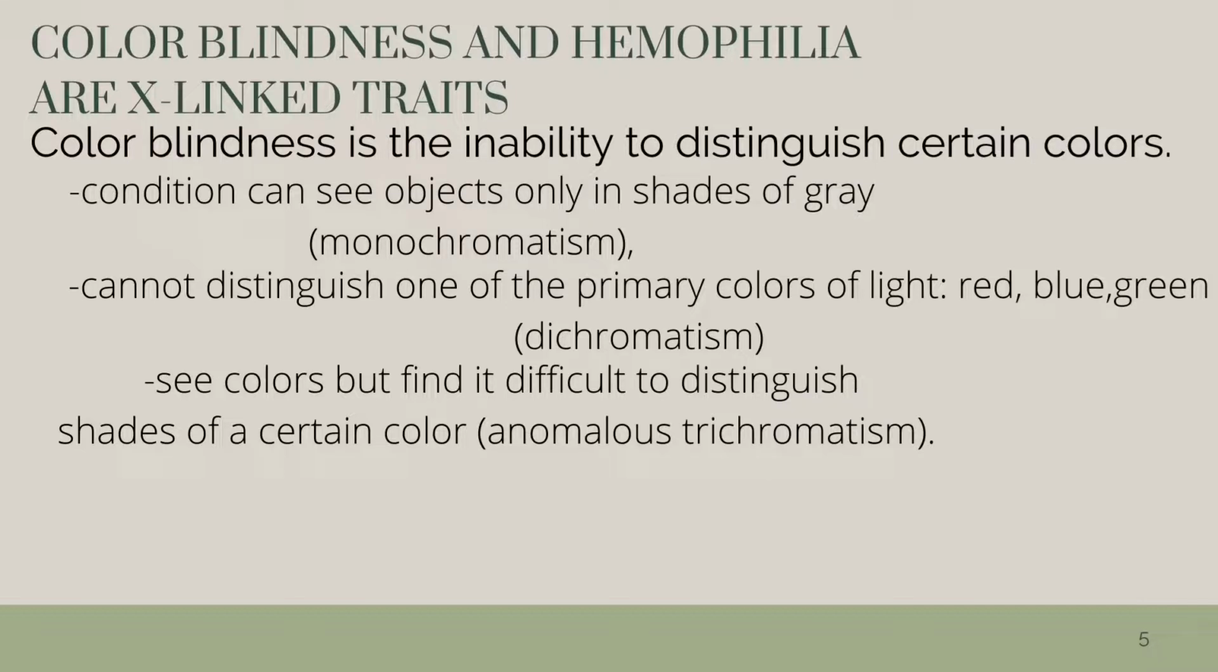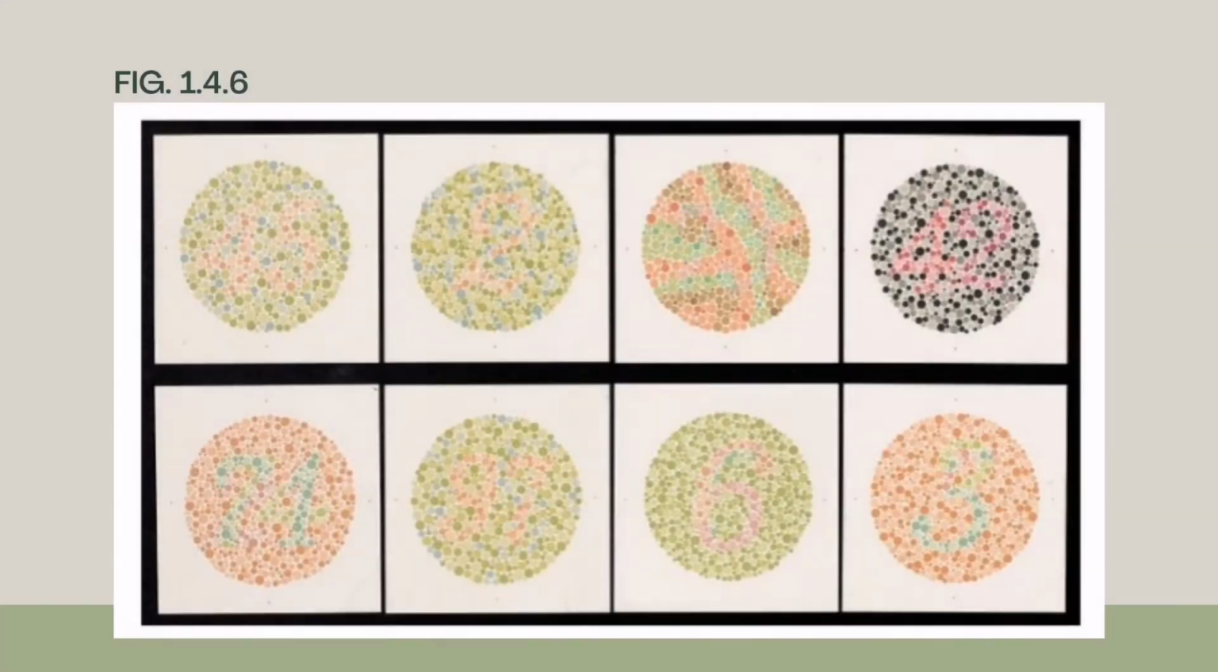Color blindness is the inability to distinguish certain colors, depending on the type of color blindness. Some people with this condition can see objects only in shades of gray. It is called monochromatism. Some cannot distinguish one of the primary colors of light: red, blue, and green. It is called dichromatism. While others still see colors but find it difficult to distinguish shades of a certain color, it is called anomalous trichromatism.